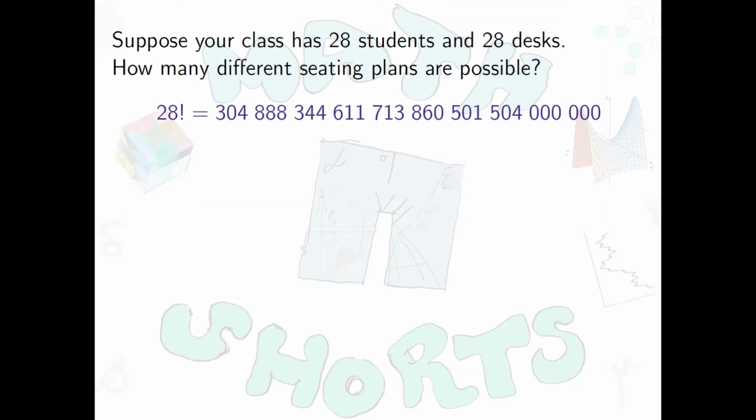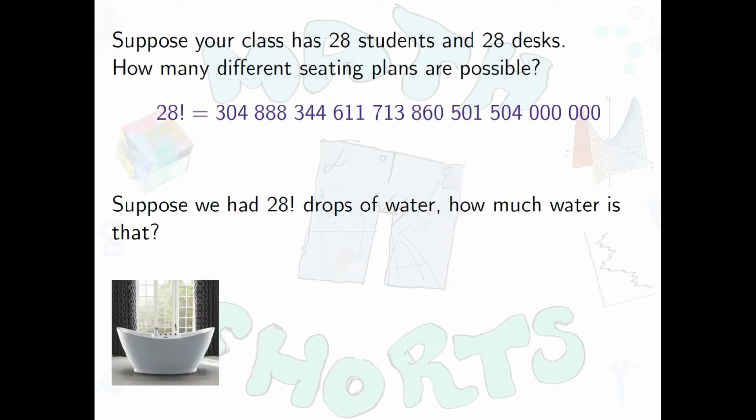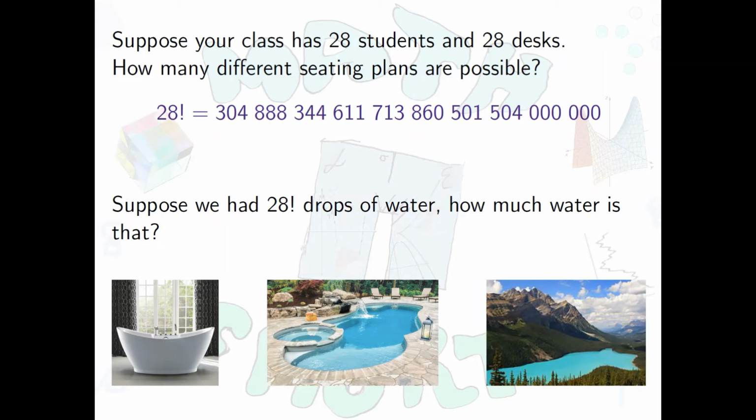So this is a huge number. So let's try to get a sense of how big this number is by picking something small. So suppose we had that number, 28 factorial drops of water. How much is that? Take a second and think to yourself. Pause the video. How much water would you have if you had that many drops? Would it be enough to fill a tub? Do you think it'd be enough to fill a swimming pool? Or would it even be enough to fill a lake? Take a second and think about it, and then come back and look at our analysis.